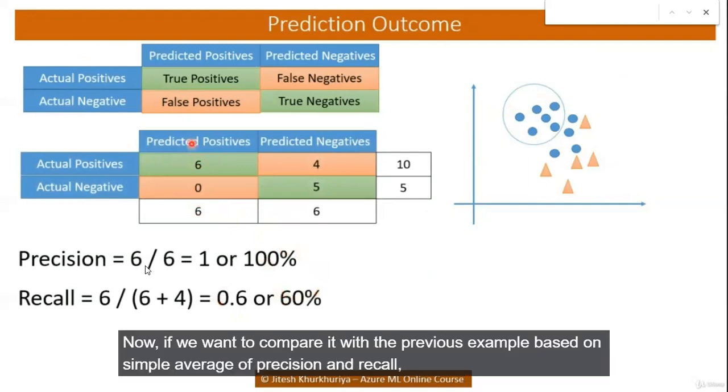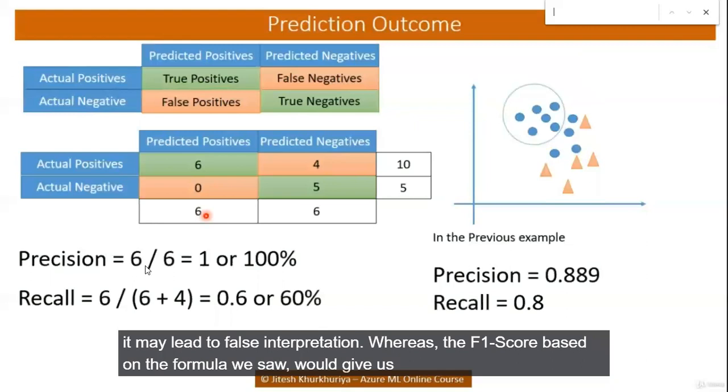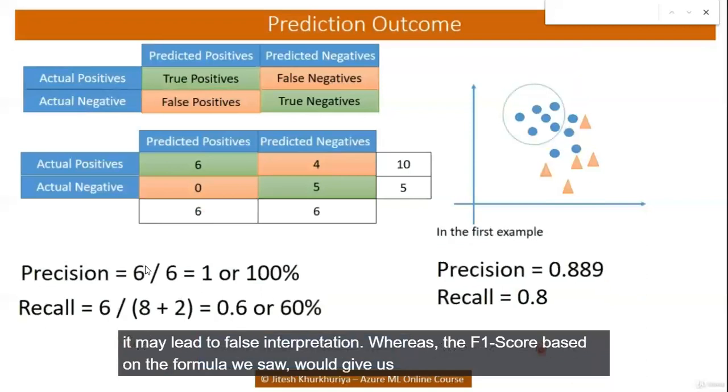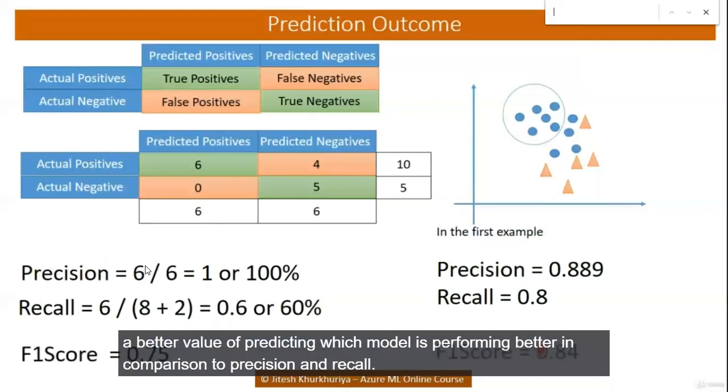Now, if we want to compare it with the previous example based on a simple average of precision and recall, it may lead to false interpretation. Whereas the F1 score based on the formula we saw would give us a better value for predicting which model is performing better in comparison to precision and recall.